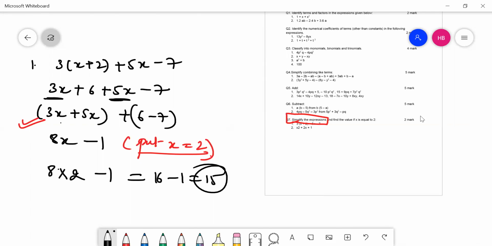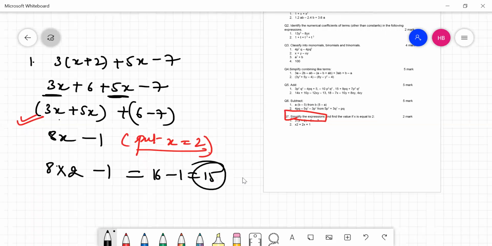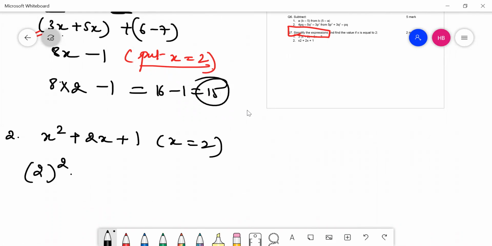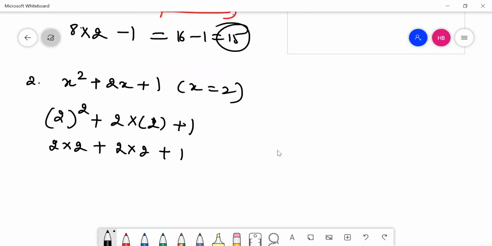Let's look at the second part. Second is x square plus 2x plus 1. Here there is nothing to simplify, so I'm just going to put x equal to 2. So 2 whole square plus 2 into 2 plus 1. 2 whole square is 2 into 2, plus 2 into 2, plus 1, which will give me 2 twos are 4 plus 4 plus 1, which is equal to 9. 9 is your answer here.